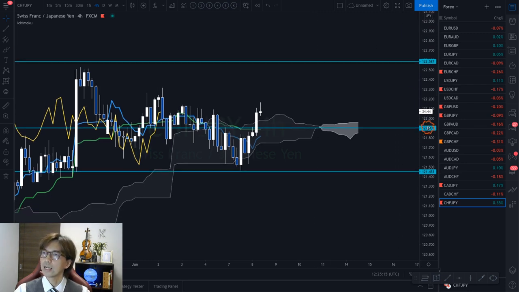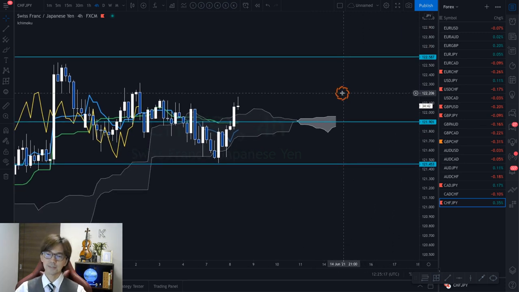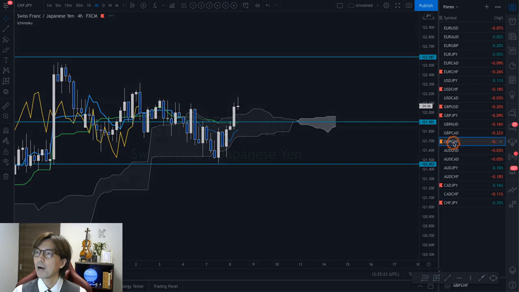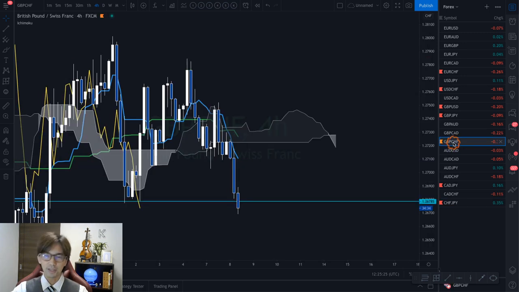So I screen all 21 pairs, and now I find that only Pound Swiss franc has a potential downtrend based on the forward chart. And after I do this on the daily chart and the forward charts, then I start to look at the lower time frames, 1 hour chart, 30 minute chart, and if I can confirm the trend, then I look for an entry edge on the 5 or 15 minute time frames.